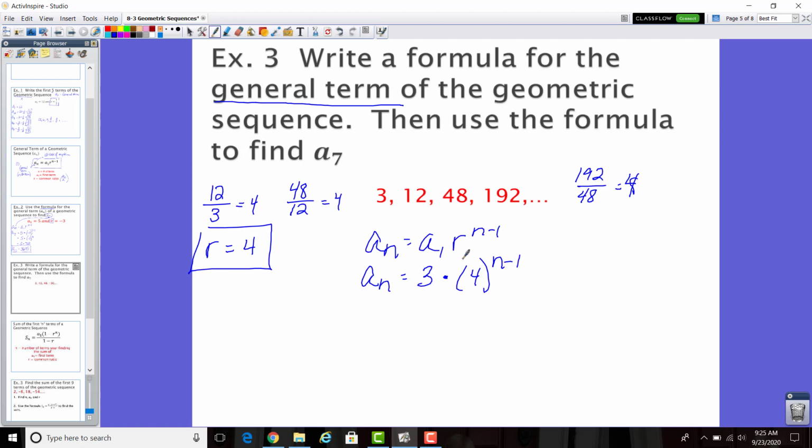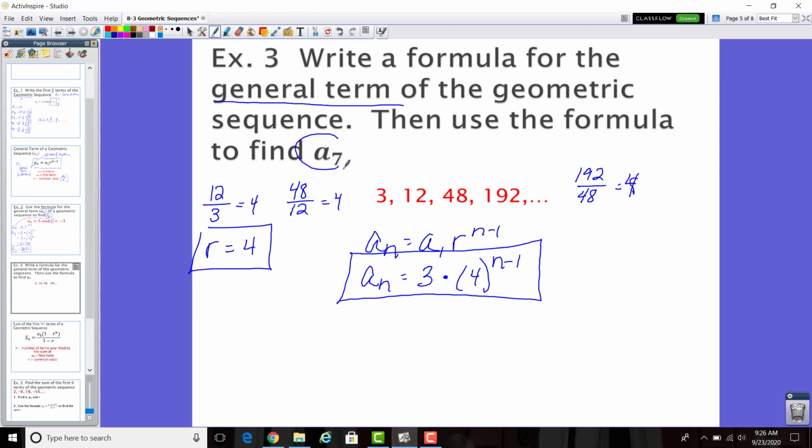Now when we did this and found the nth term in arithmetic sequences, there was something to simplify. Order of operations here, I have multiplication and I have an exponent. Order of operations said I would have to do that exponent first, and since my exponent contains a variable, there's nothing I can simplify there. So this is my nth term, or my general term for the sequence 3, 12, 48, 192.